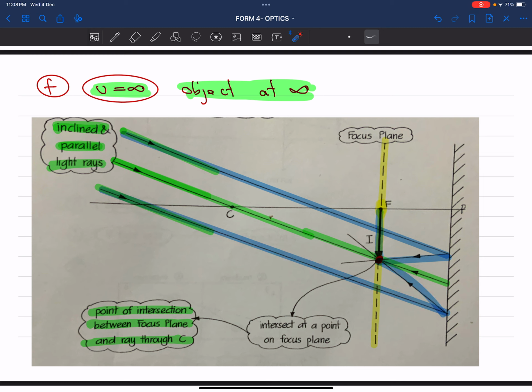That's it. I have finished all the 6 types of images for concave mirror. On the next lesson, I will start refraction. And before I stop the lesson, in order to better understand, please watch the video more than once. Thank you.